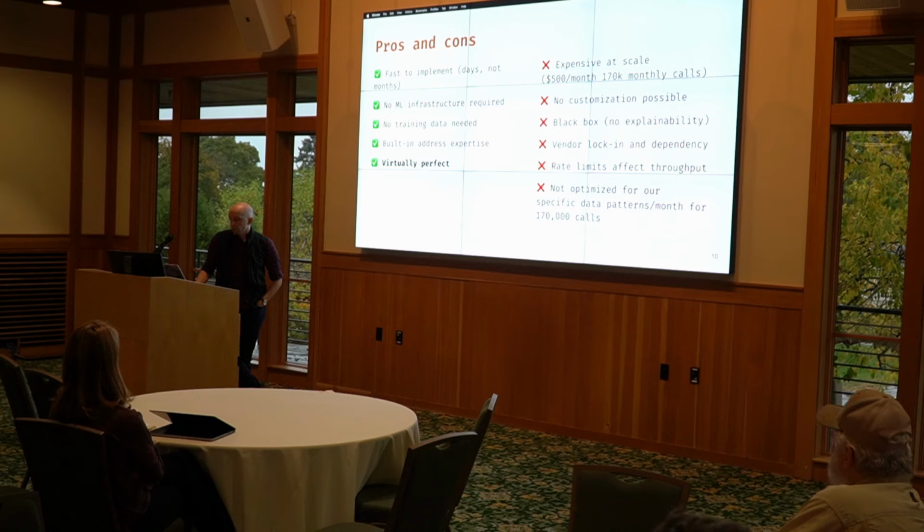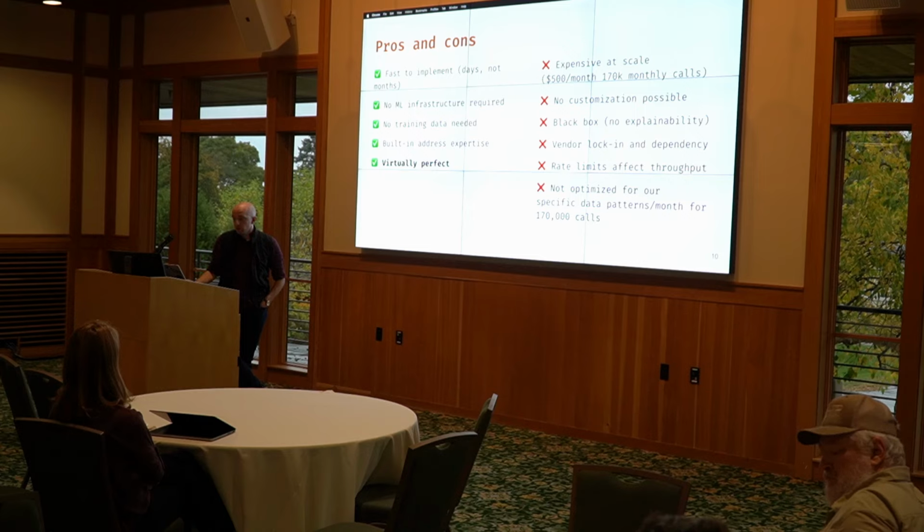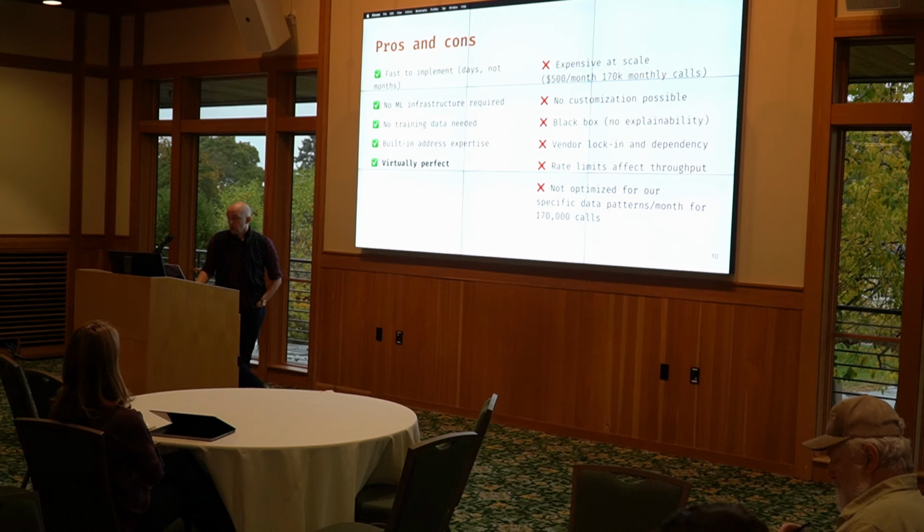When we think about the pros and cons of this approach, obviously there's nothing that you can implement faster than just adding an API call into your system. You don't need any fancy ML infrastructure. You don't need to have your own data. You can just rely on the data that is owned by those companies. You're basically paying for their expertise, and you get a solution that is virtually perfect.